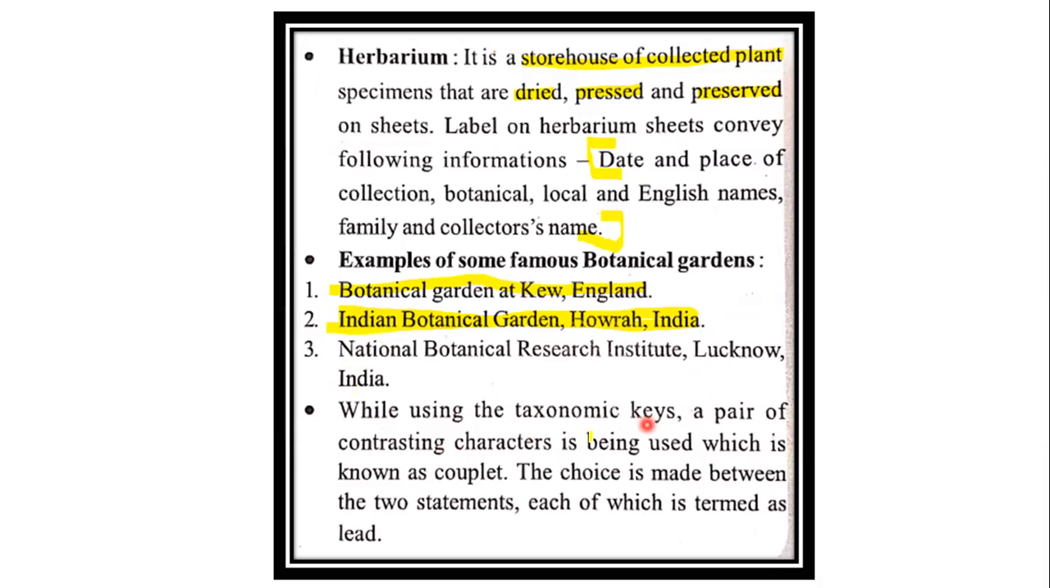While using taxonomical keys, there is a pair of contrasting characters. For example, when you identify an organism, if the character matches, then we stop there, or else we move on to the next step. All this is what we learn from these keys. Such a pair of contrasting characters is known as a couplet, and the choice made between the two statements is termed a lead, which guides the further steps.